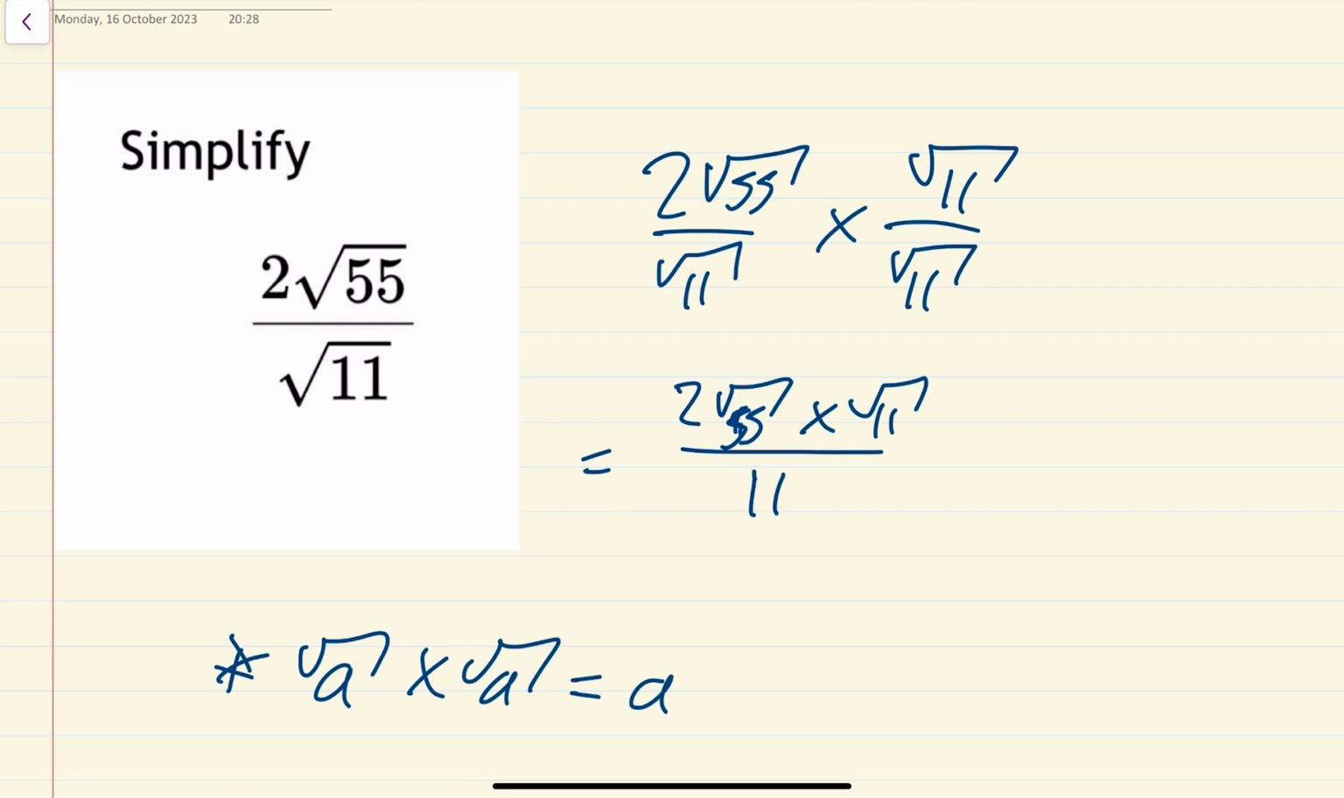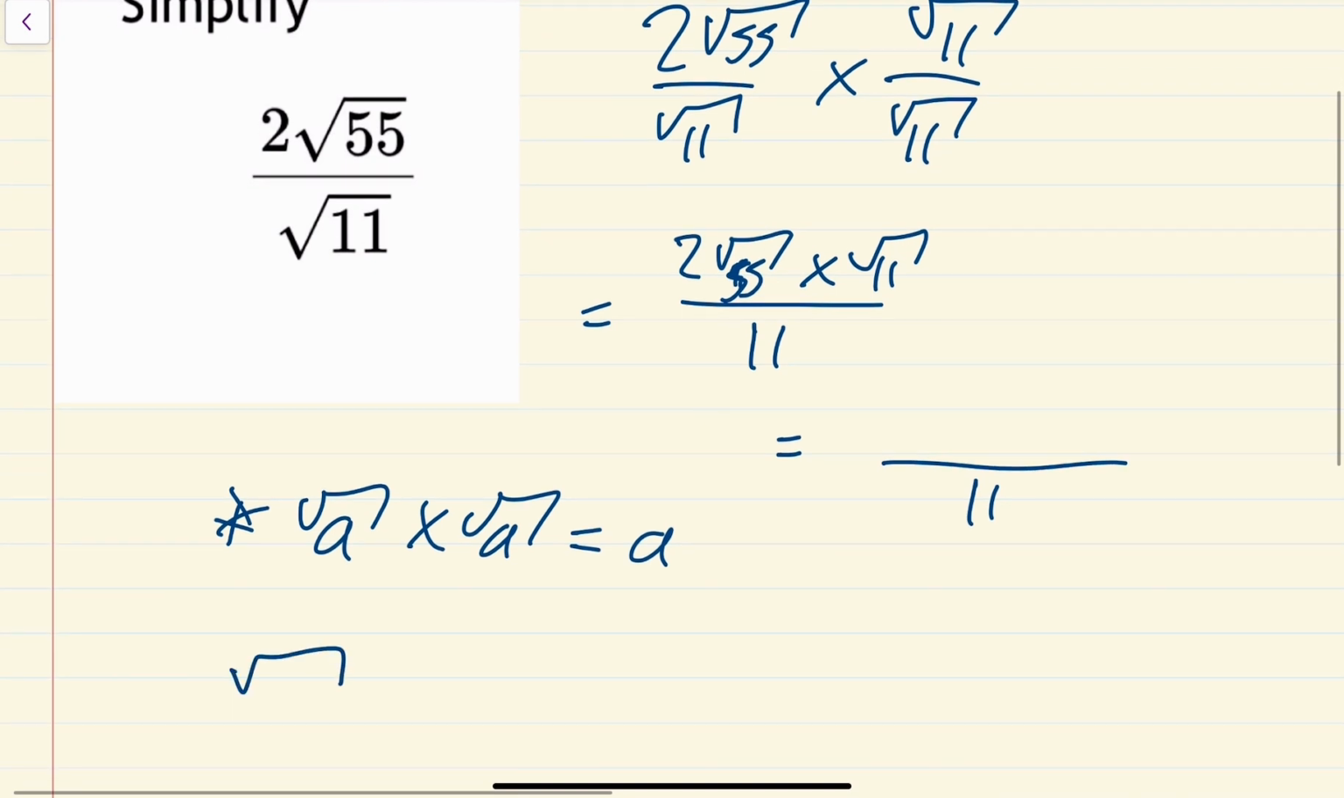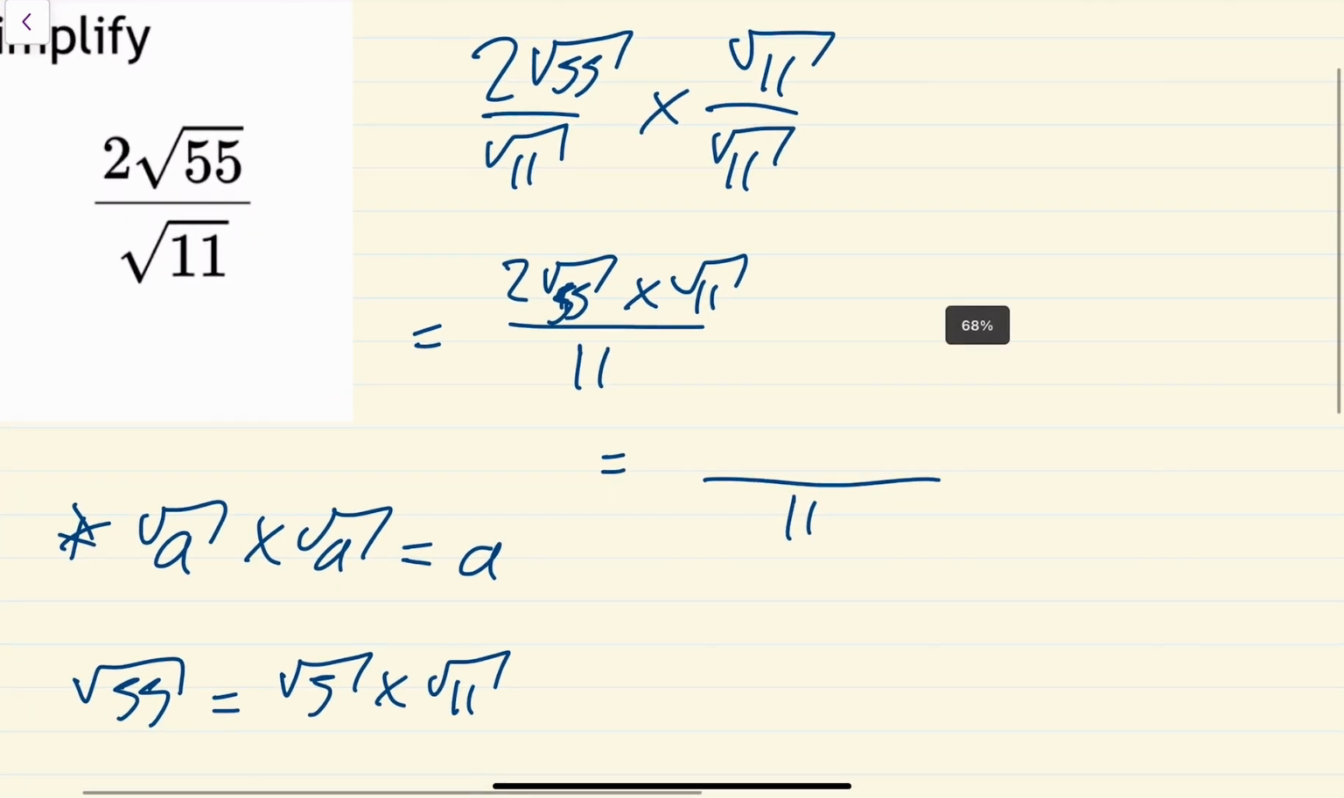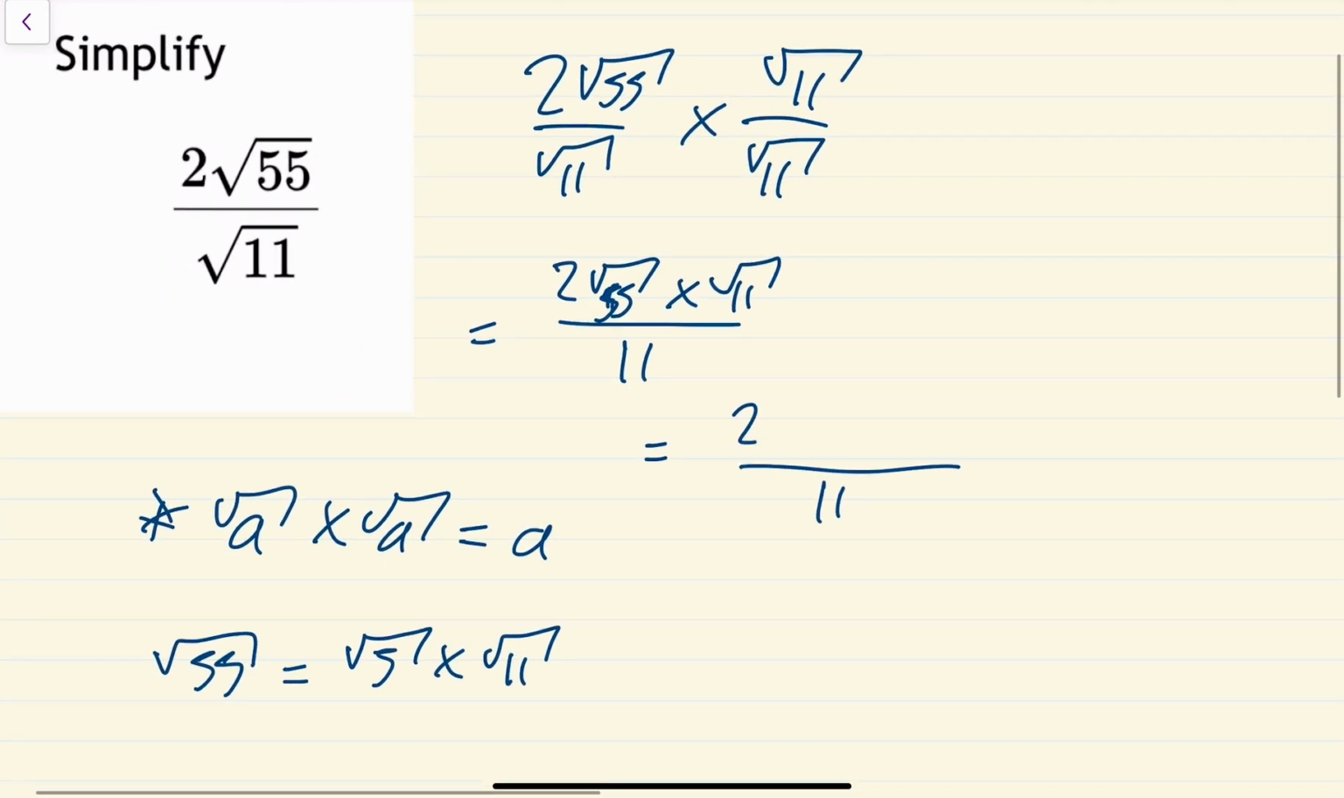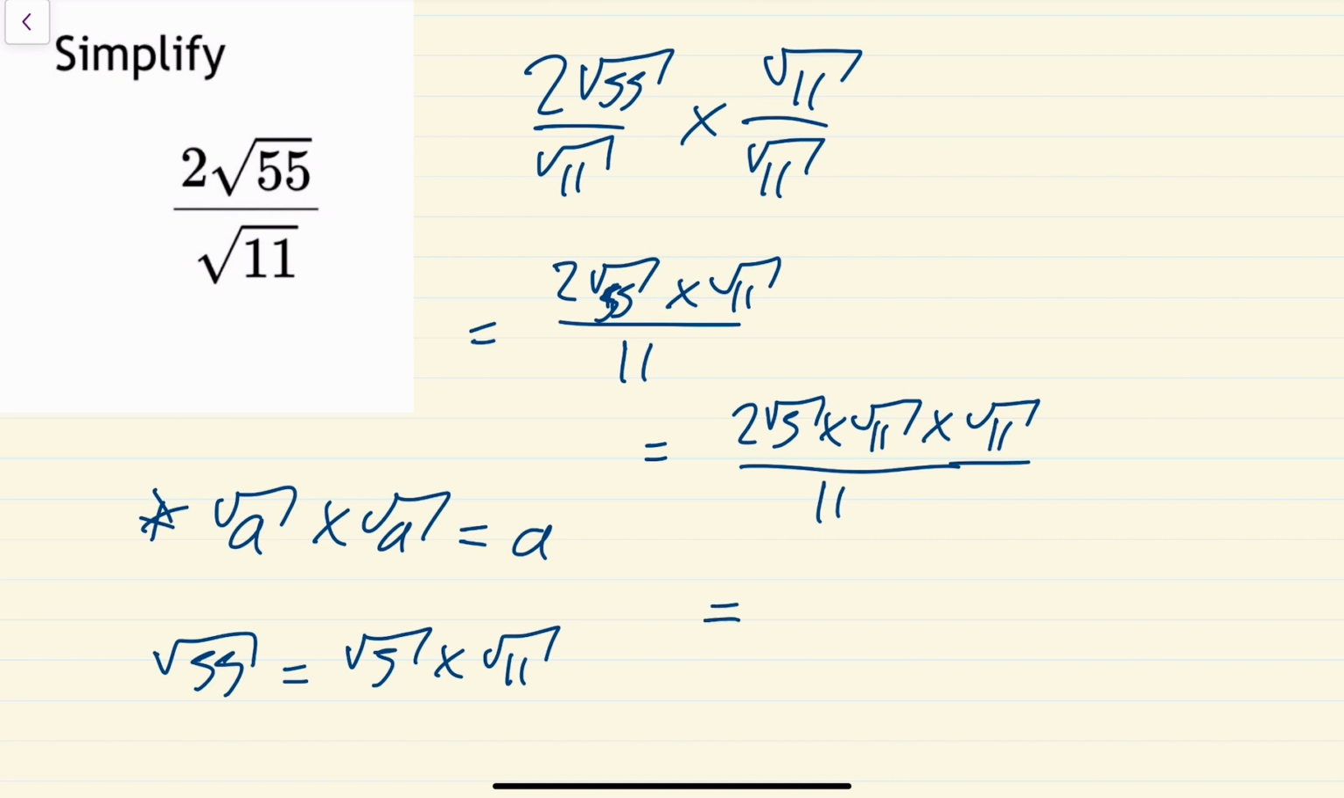Now we need to tidy that up, otherwise it'll get quite tricky. So the root 55 could become root of 5 times root of 11. So let's just write it that way. So that's now 2 root of 5 times root of 11, and then that's times the root of 11. And we know that root of 11 times root of 11 is just 11. So it's 2 root 5 times 11.